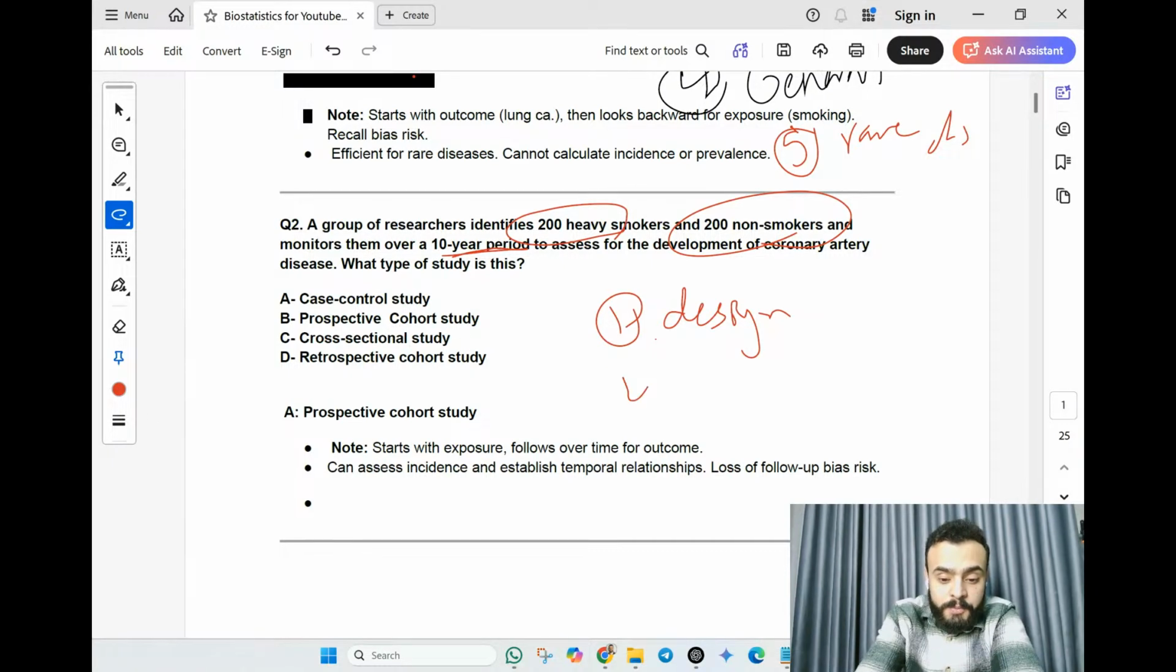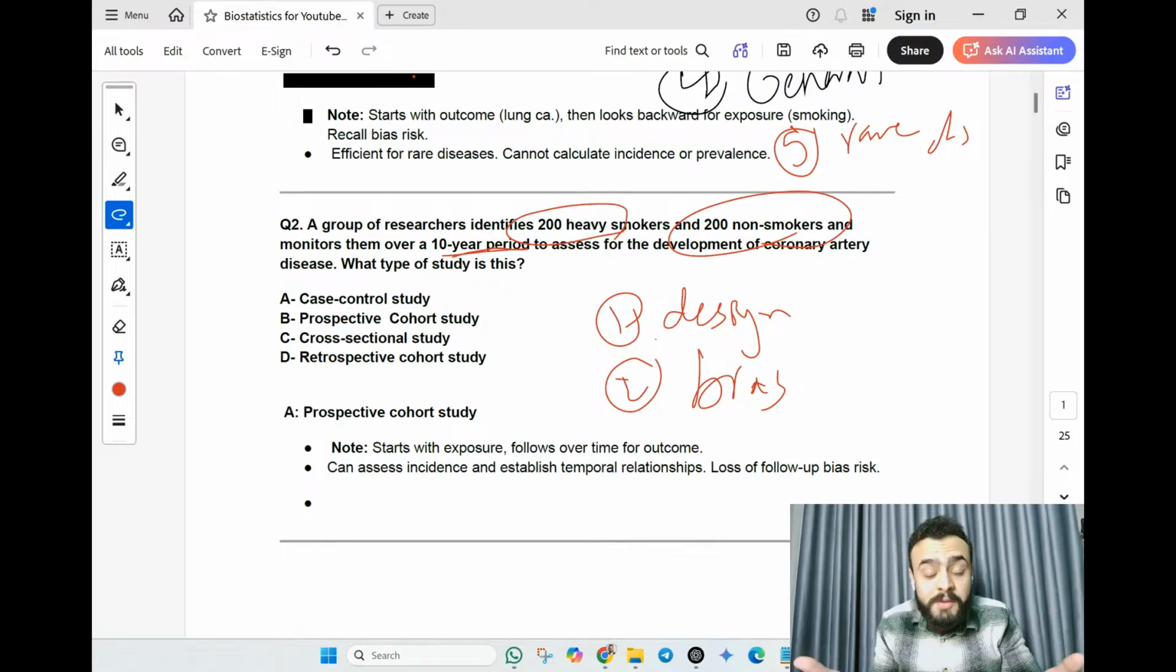That is number two: the bias related to this design. The bias related to this design, guys, you're following people after years. Many people might lose follow-up. People change their number, their address. They are no longer interested in your study. So loss of follow-up. That is the bias.